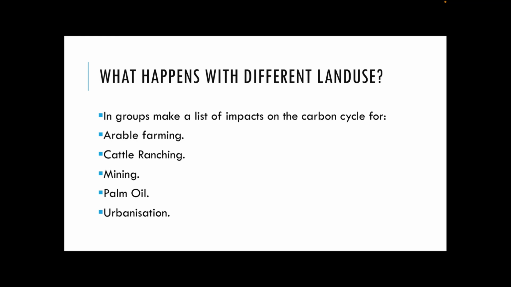So another little task I would like you guys to complete. So in groups of 2 or 3, make a list of the impacts on the carbon cycle for these 5 different things. So arable farming, which is farming to get crops, so plant crops, cattle ranching, mining, palm oil, and urbanization. And I will give you guys 5 minutes to make this list and then 5 minutes to share it with the class. So if you just want to pause the video and do that in your groups.